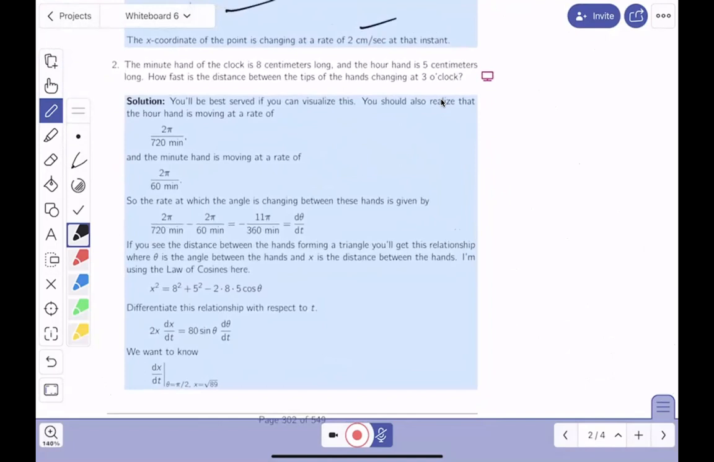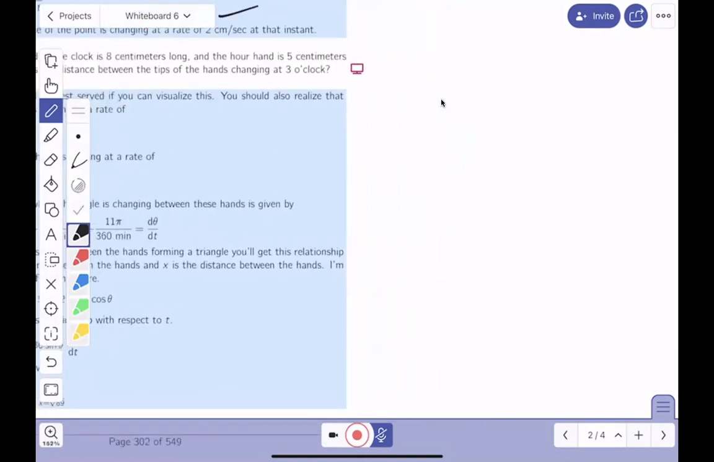All right. So this one is talking about a clock, and it says the minute hand on a clock is 8 centimeters long. I can kind of understand that. And it says the hour hand is 5 centimeters long. It says, how fast is the distance between the tips of the hands changing at 3 o'clock? Well, I'm going to draw a picture of that. And what I'm going to do over here is draw what 3 o'clock looks like to me on a clock.